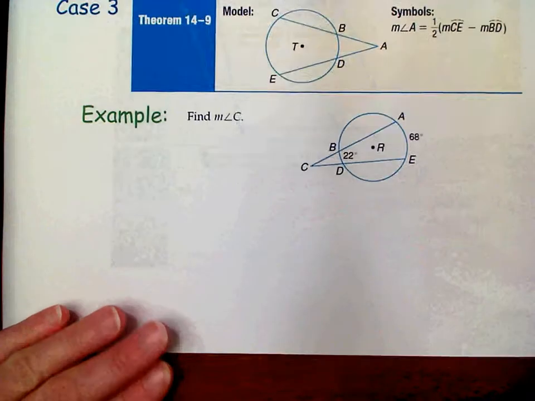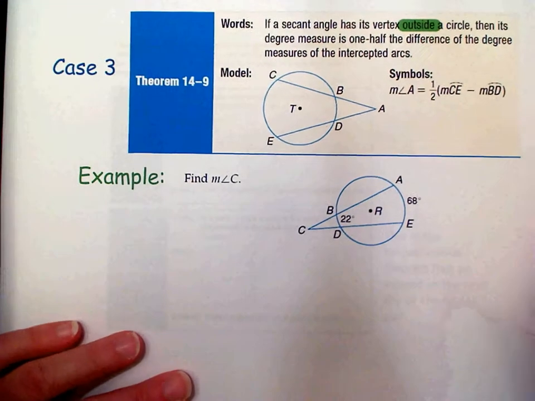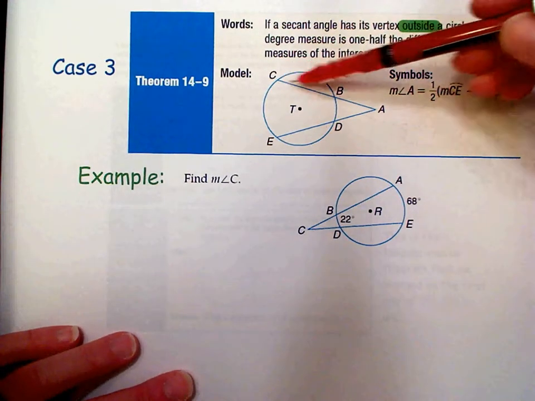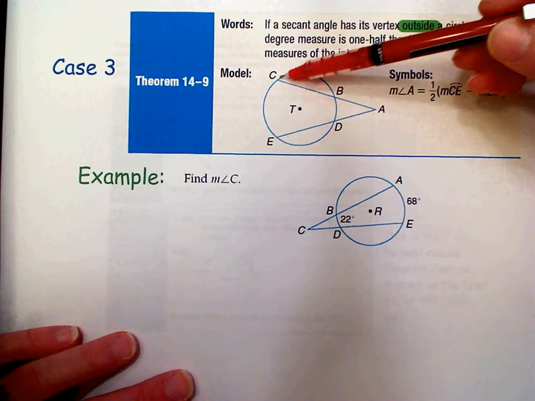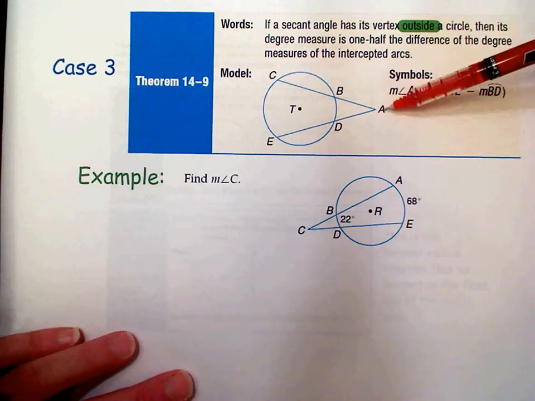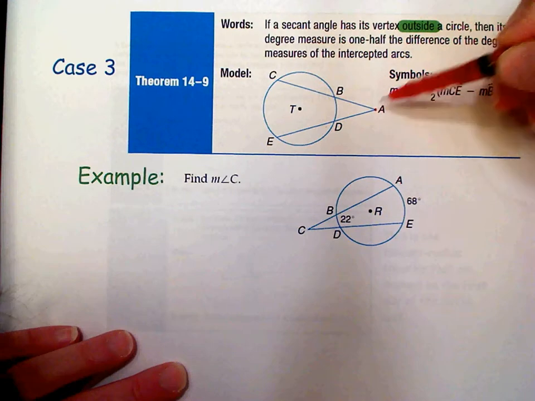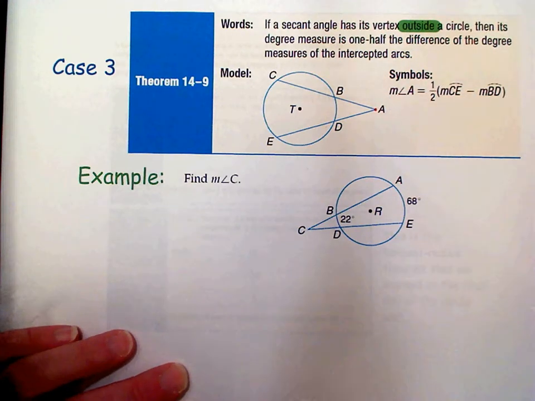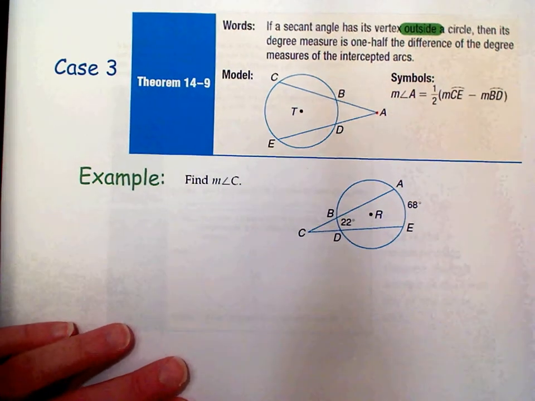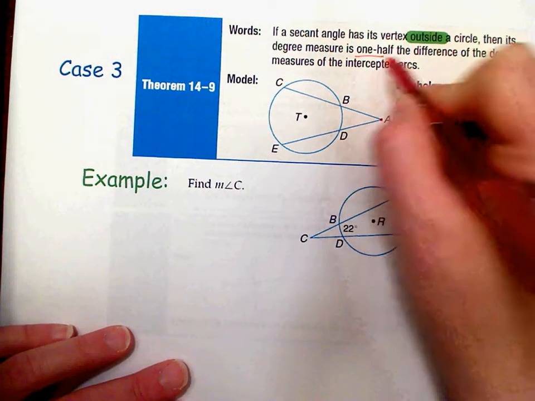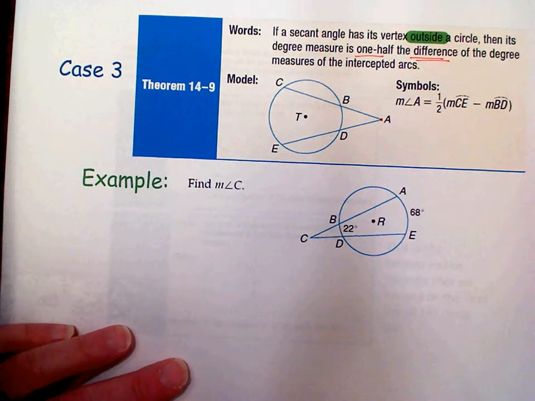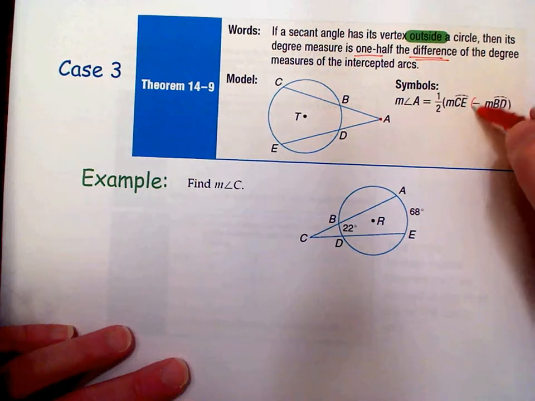Case 3 is when the vertex is outside the circle. So here's two secants. CB would be a chord, but CA is a secant. It's extending past, and the vertex is outside the circle. So the relationship here is very similar, except it is 1/2 the difference this time. So remember, mathematically, difference means we're going to subtract the two arcs.